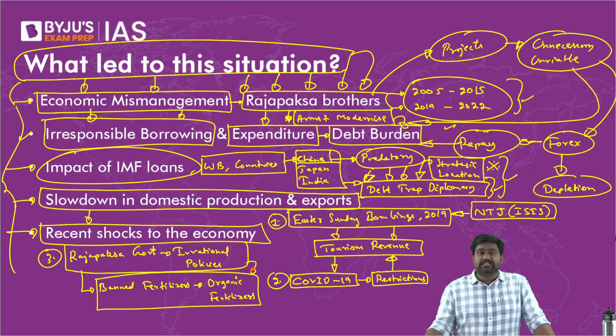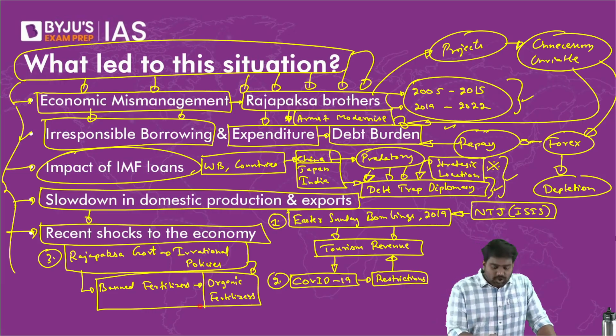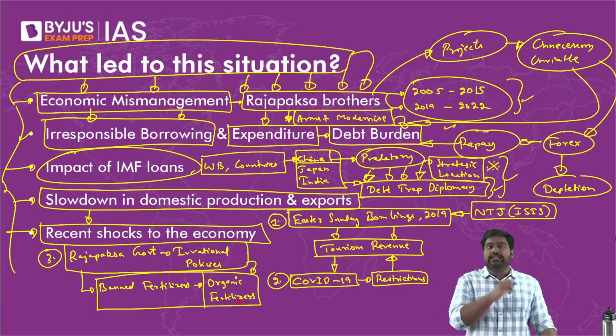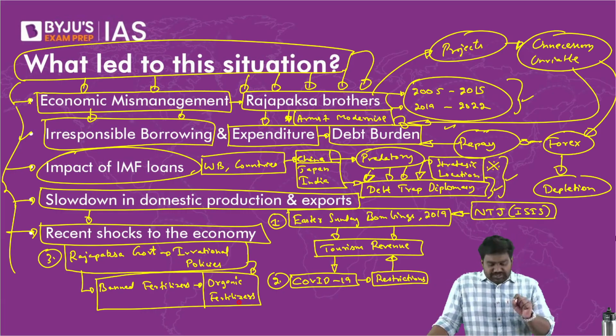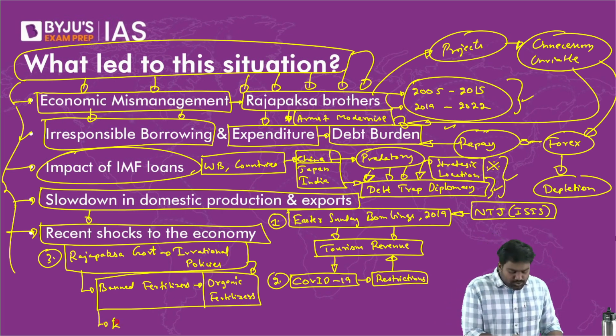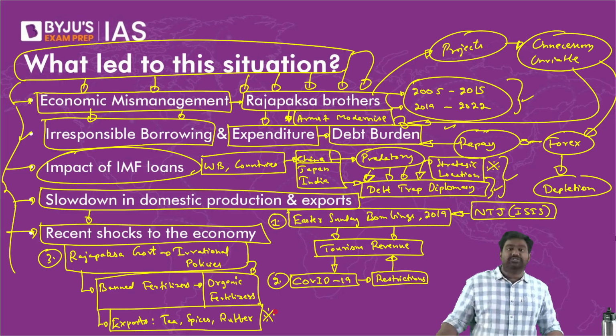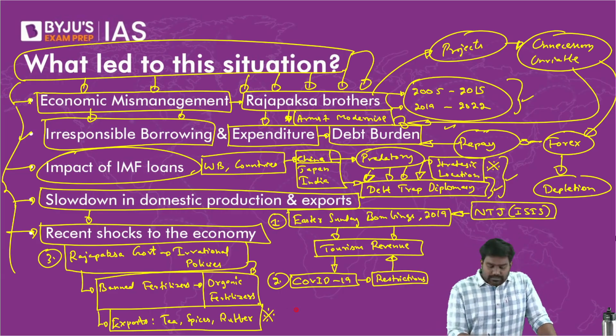So to save forex reserves, they banned the import of synthetic fertilizers and forced the farmers overnight, without giving any time, to switch to organic farming and use organic fertilizers. This destroyed Sri Lanka's agricultural productivity, and it had a huge hit on its exports, especially its critical exports like tea, spices, and rubber. They took a massive hit because of this irrational decision by the Rajapaksa government.